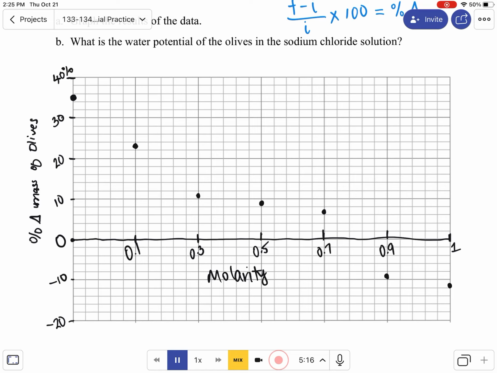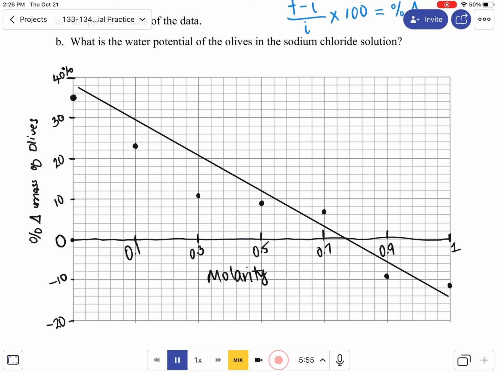And I'm going to show you how to make sure that the reader knows what your intended x-intercept is, because that is what we're looking for. We're looking for what concentration these olives neither gained weight, in other words a positive change, nor lost weight, which would be a negative change. None of these dots actually cross this line right here, which is a 0% change. So we need to figure out what it is using that line of best fit.